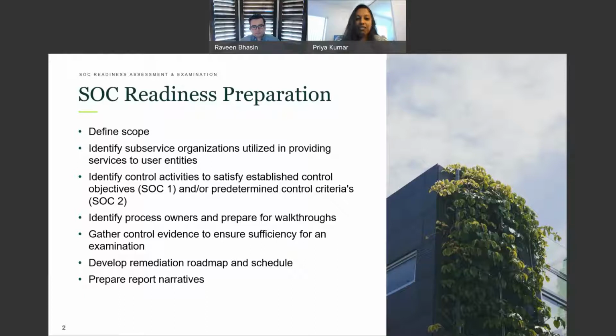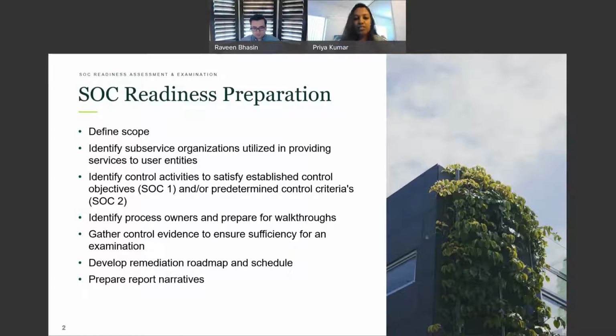Another key aspect of the readiness assessment is helping identify any weaknesses that could preclude having an unqualified opinion in the SOC examination or having findings show up in the report in the testing section. So the readiness gives you that opportunity to identify and remediate those gaps before you actually even get into the SOC examination.